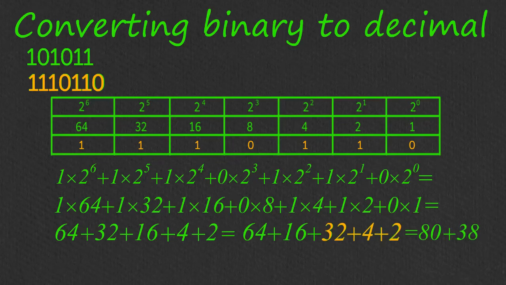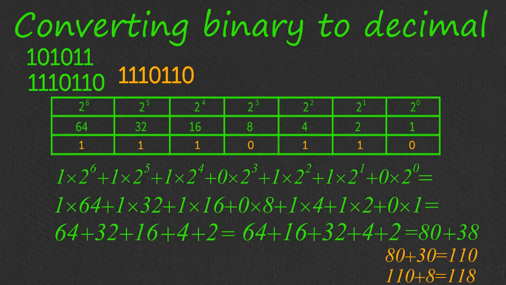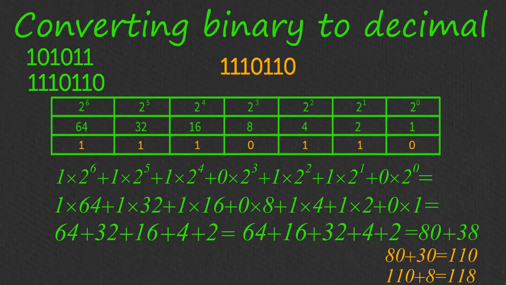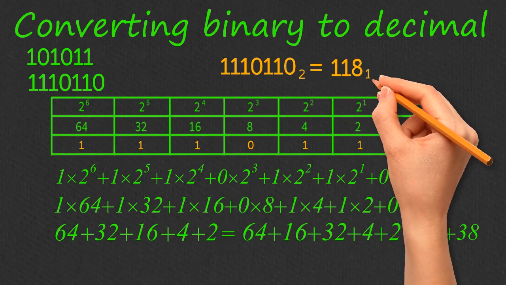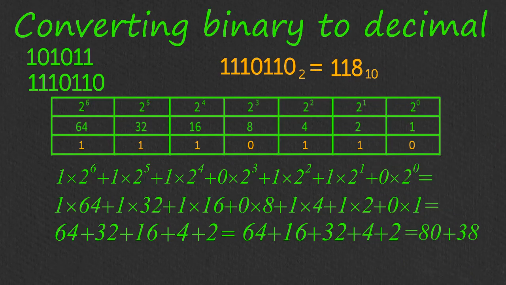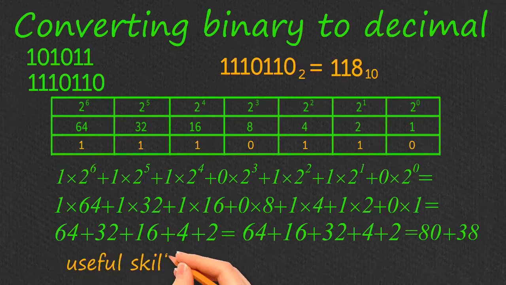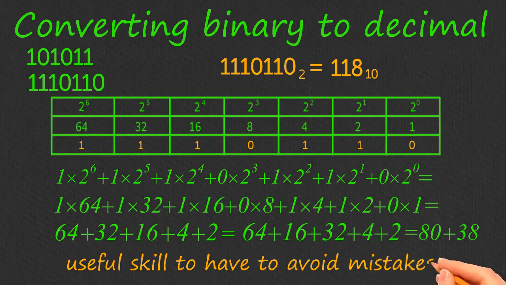Now we just have to add together 80 and 38. 80 and 30 is 110, add 8 is 118. This means that 110110 in binary is equal to 118 in decimal. Of course, if you can use the calculator, none of this is necessary, but it is always good to have some skills at your disposal for making sure you haven't made a mistake with the calculator.